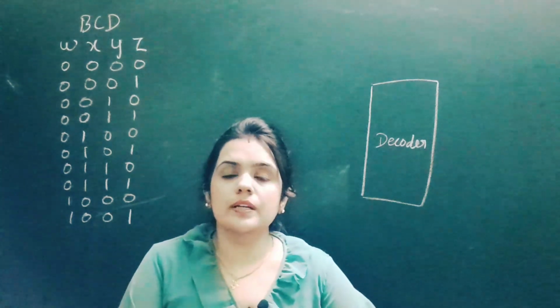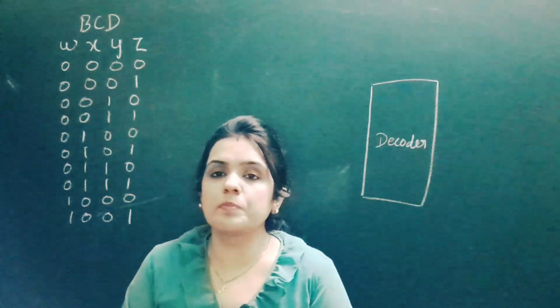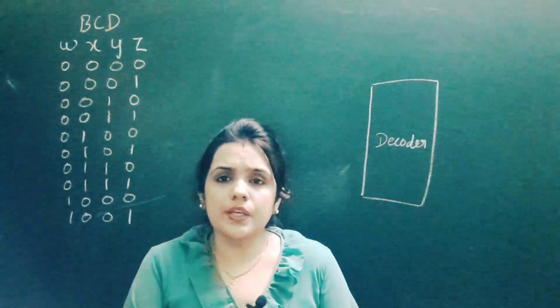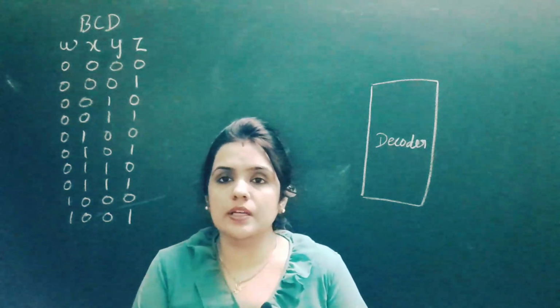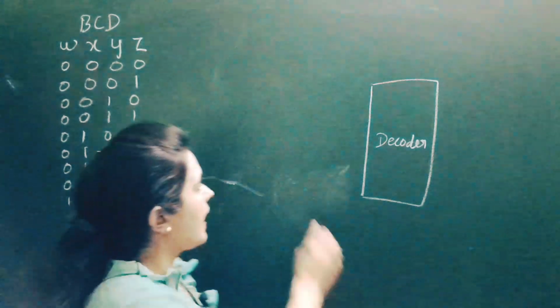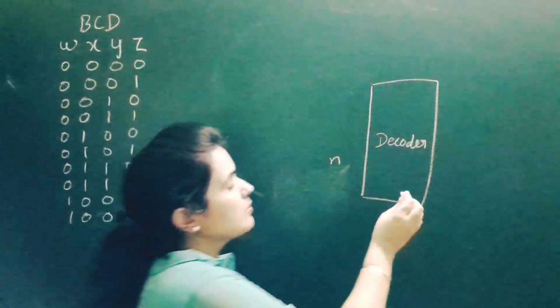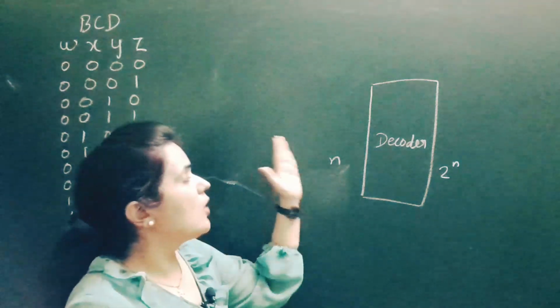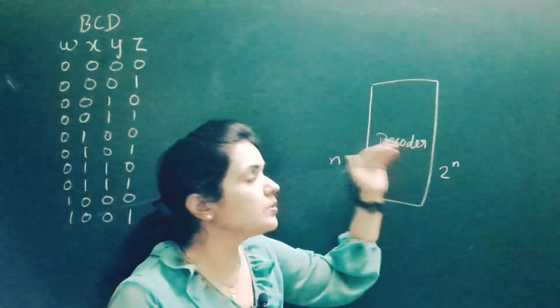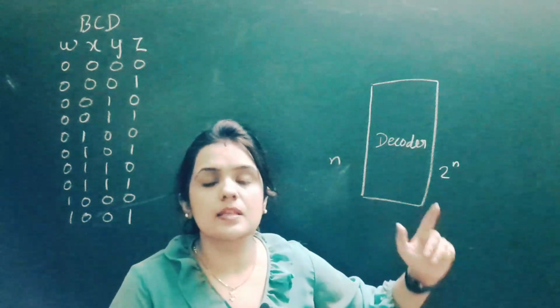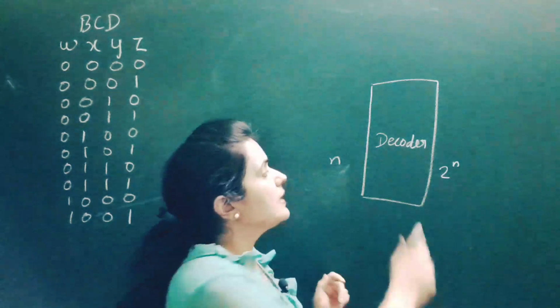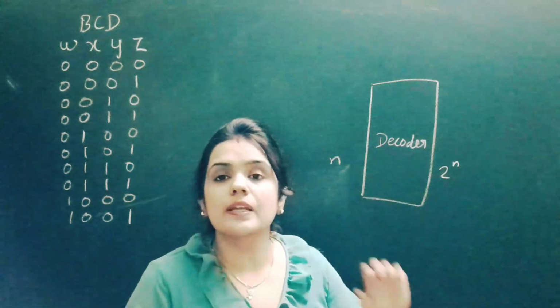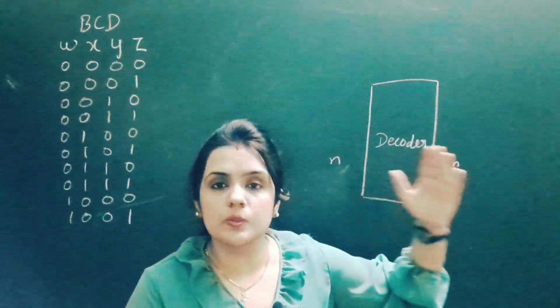In today's video, we will understand the concept and design of BCD to decimal decoder. Decoder, as we know, is a combinational circuit which decodes the information from n input lines to maximum 2 raised to the power n output lines. So it can have n input lines and maximum 2 raised to the power n output lines. Number of output lines can be less than 2 raised to the power n, but it cannot be greater than 2 raised to the power n.